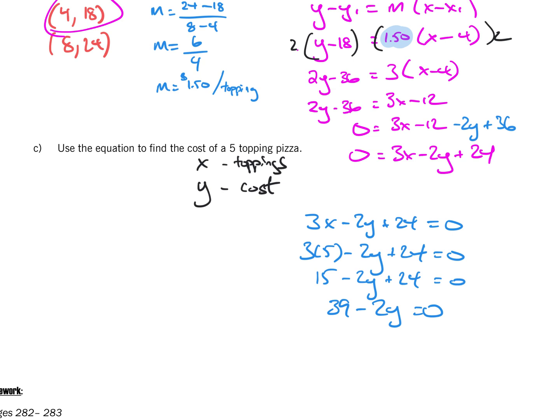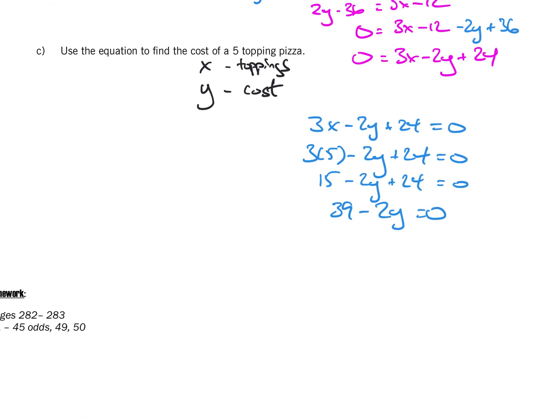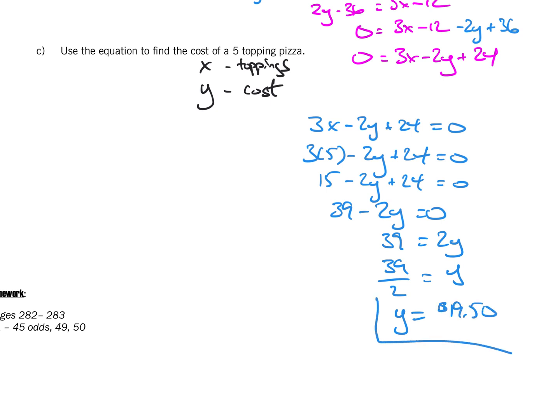To solve an equation, you need to get the letter by itself. So to start that, we'll take the 2y and bring it to the right, and it'll become positive 2y. So 39 equals 2y. And then we'll divide both sides by 2. So y is 39 divided by 2. So the cost of a 5-topping pizza is $19.50. So that's how we can use equations of a line to model the cost of a pizza.